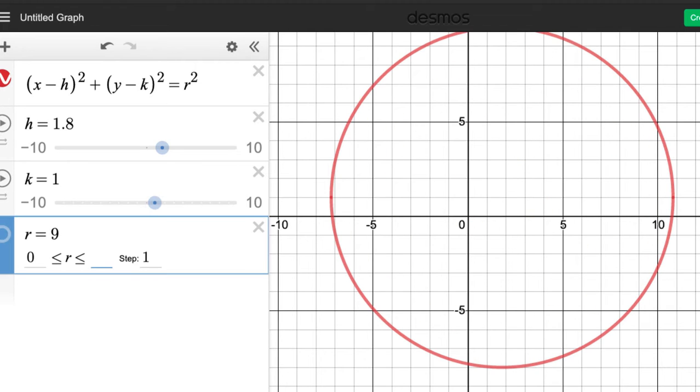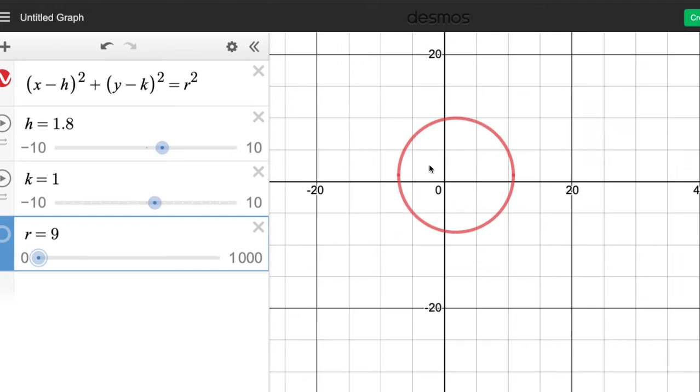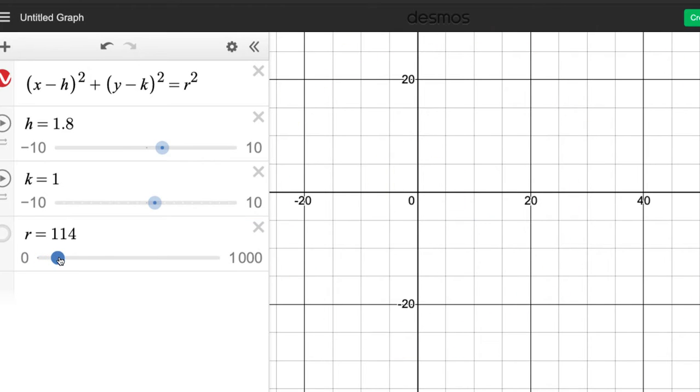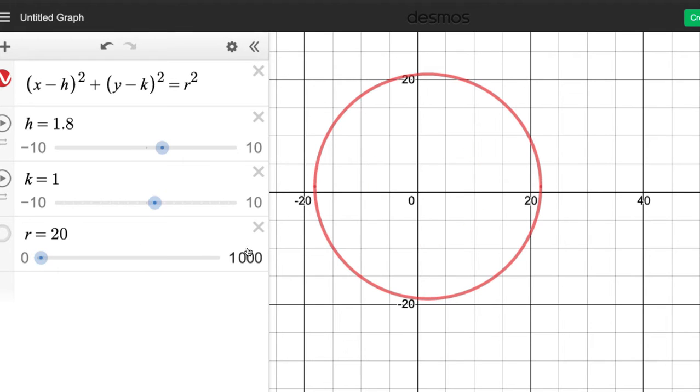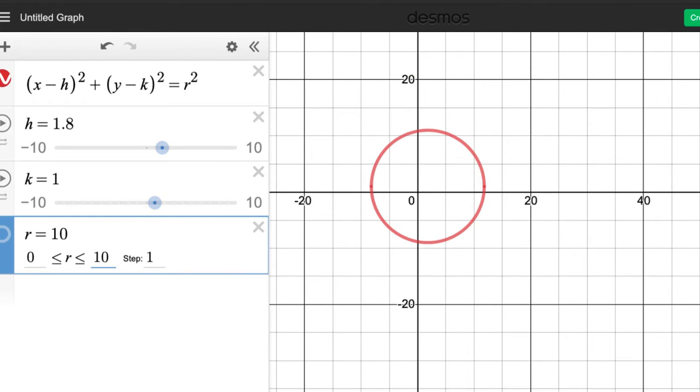If I want to make it 1,000, and then I'll have to zoom out on my graph a little bit, I can make this circle go really, really big. Whoa. Yeah, so it is kind of fun to play around with this. I'm going to go back to 10 though because that's too big. I'll give you guys another 30 seconds because it is kind of fun to play with.